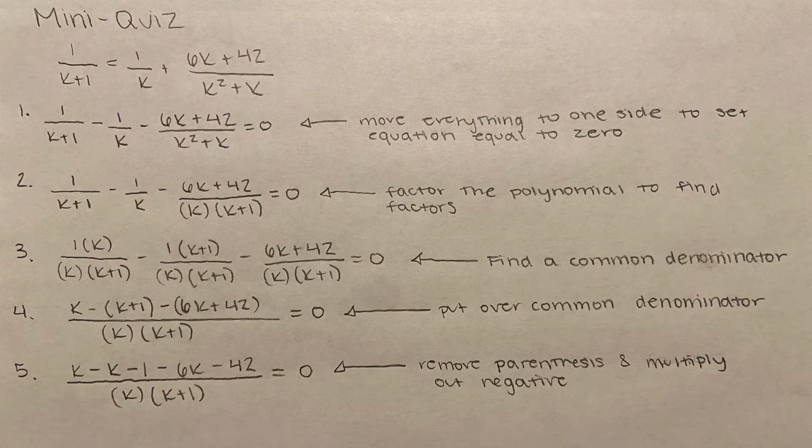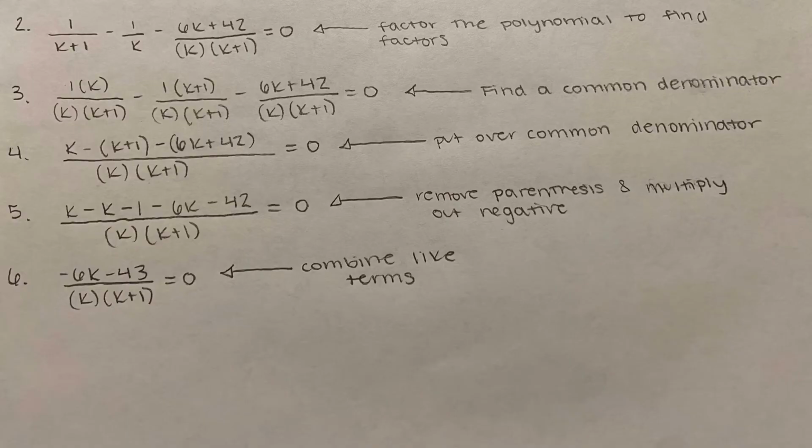Next on my paper, I just put all of the terms over the common denominator. And then after that, you want to remove the parentheses and multiply out the negative. So as you can see, I dropped the parentheses and multiplied out the negative in front of the k plus 1 to make it negative k minus 1. And then for the 6k plus 42, it became negative 6k minus 42. The next step is you want to combine like terms, so the k and the negative k cancel out, and then negative 1 and negative 42 combine to create negative 43.